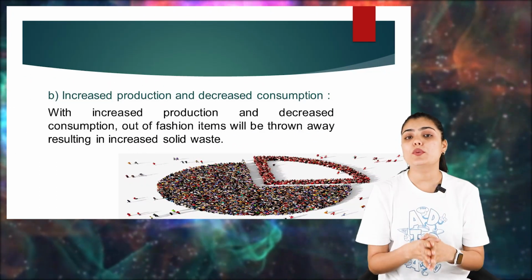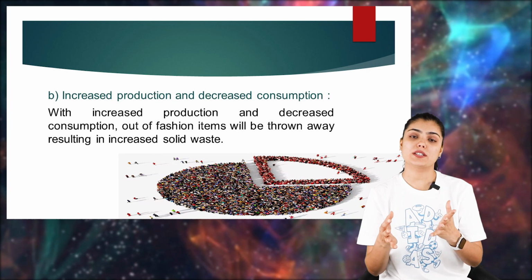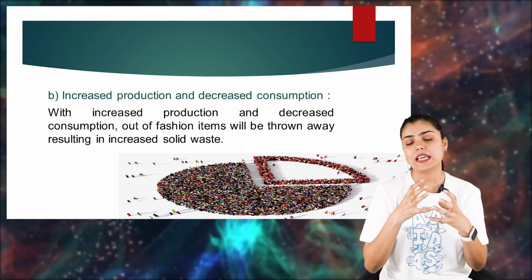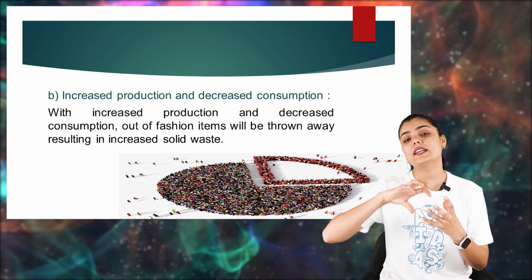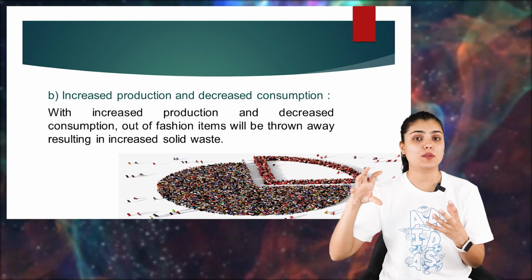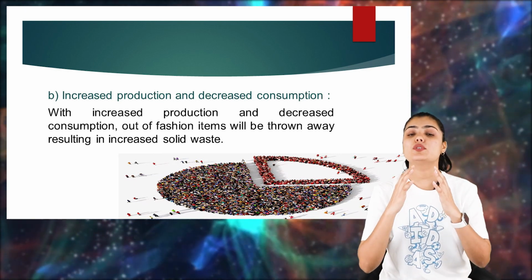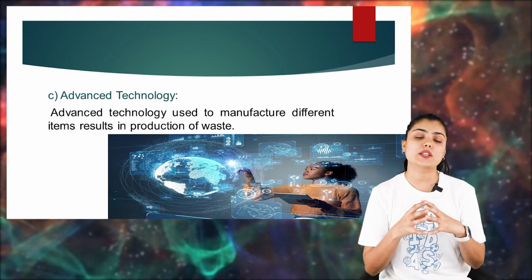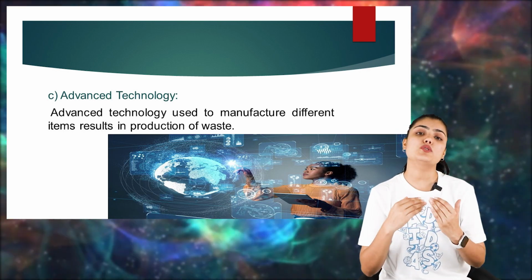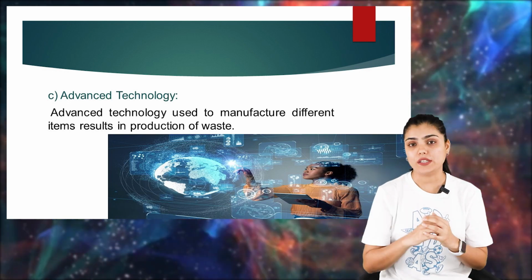The second cause of solid waste production is increased production and decreased consumption. From the term itself, we can understand that when the production of anything is much higher than what is consumed by the population, obviously the left out portion will be considered waste. Therefore, if production is much higher than what is consumed, it will lead to generation of waste. The third one is advanced technology. When various new technologies are used to manufacture different kinds of items, the waste generated is much higher. So these are the major three causes of solid waste production.